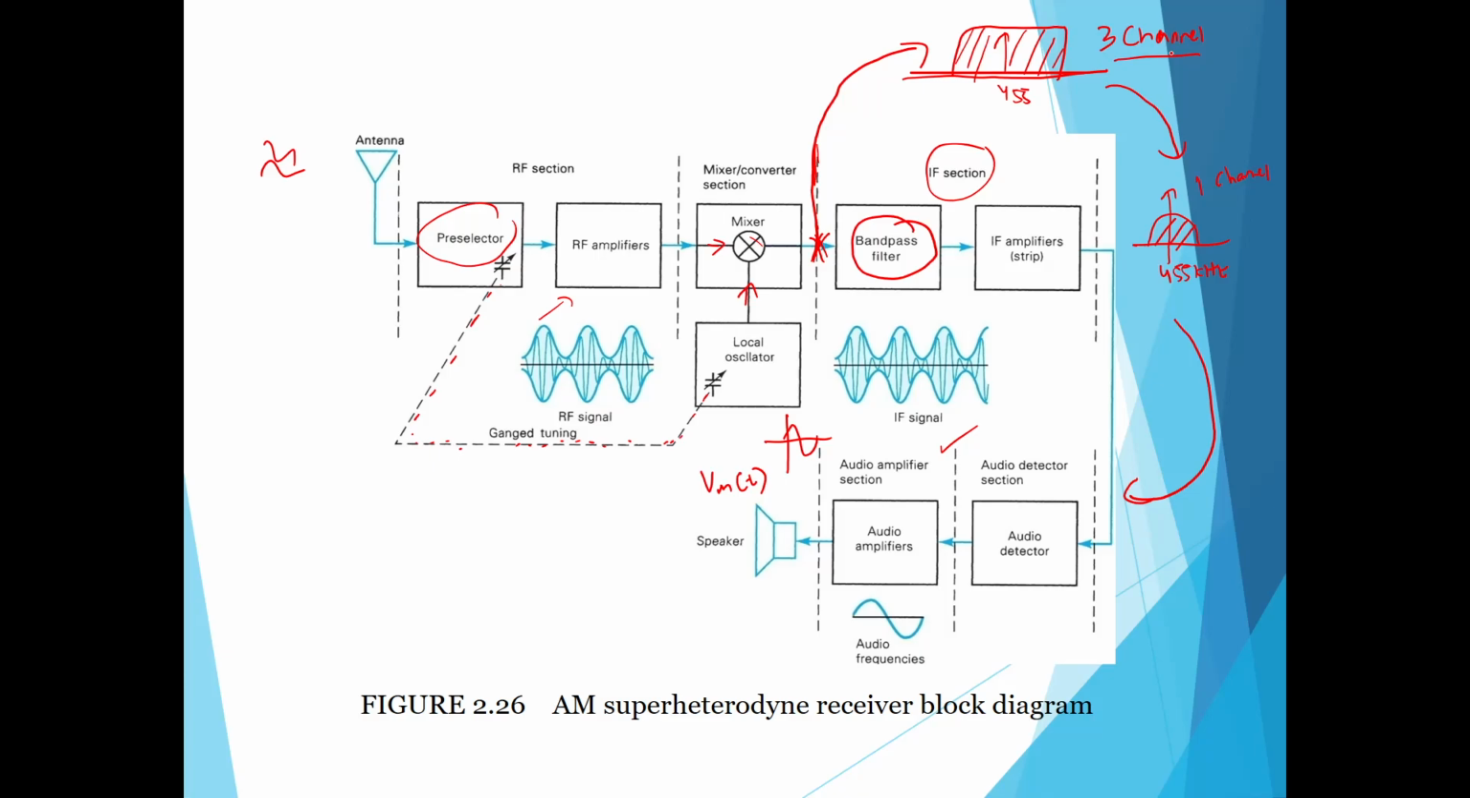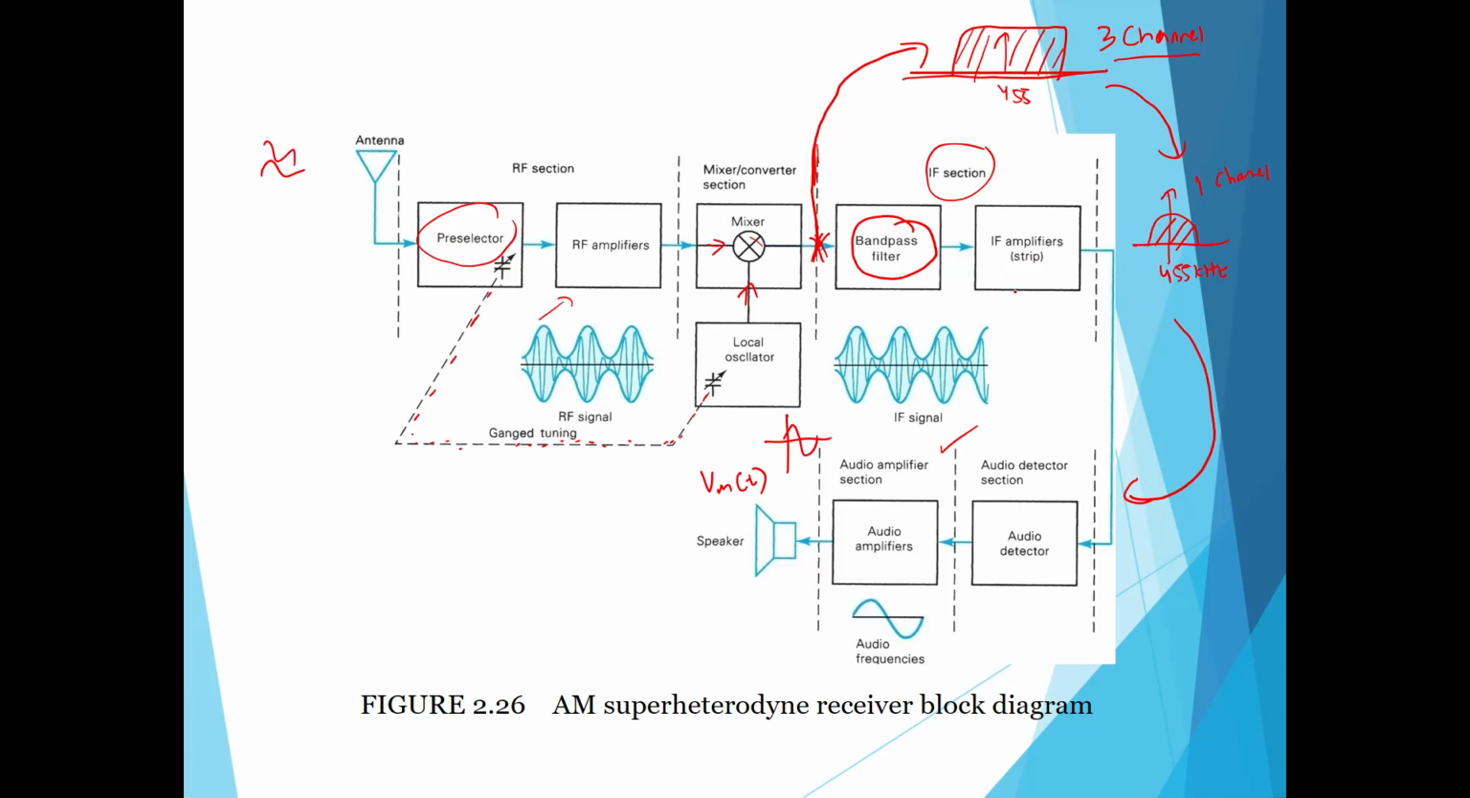The bandpass filter will limit the bandwidth that we desired to become one channel only. So this bandpass filter will make sure it will produce only a single channel at the output. This bandpass filter has a sharp cutoff. It will cut off and produce only a single output frequency channel.